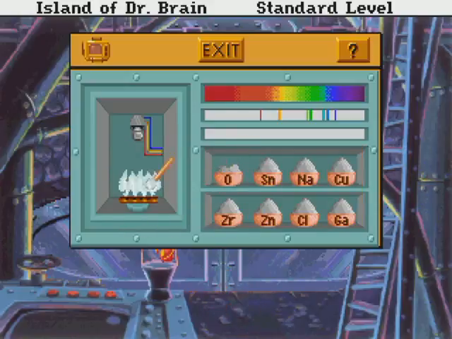Alright, so if we burn oxygen, we get that. If we burn Sn, which I don't remember what that means, is that sodium? Cu, which I can't remember what it is. Zr, zirconia? No, that's one definitely not used. Zn, is that zinc?